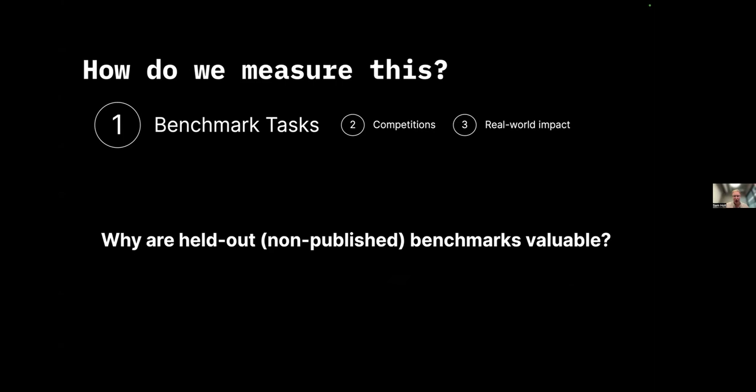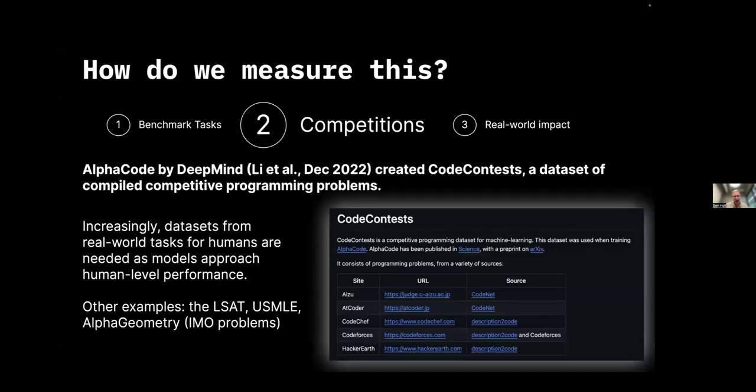Now, why are held out, non-published benchmarks valuable? AlphaCode by DeepMind created CodeContests, a data set compiled of competitive programming problems. And increasingly, data sets from real-world tasks for humans are needed as models approach human-level performance. And you can argue that a lot of the Human Eval problems could be included in some training data sets. It's unclear whether they are or not.